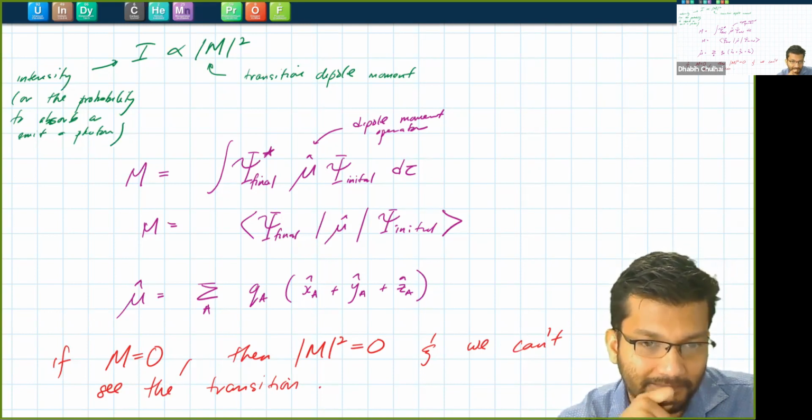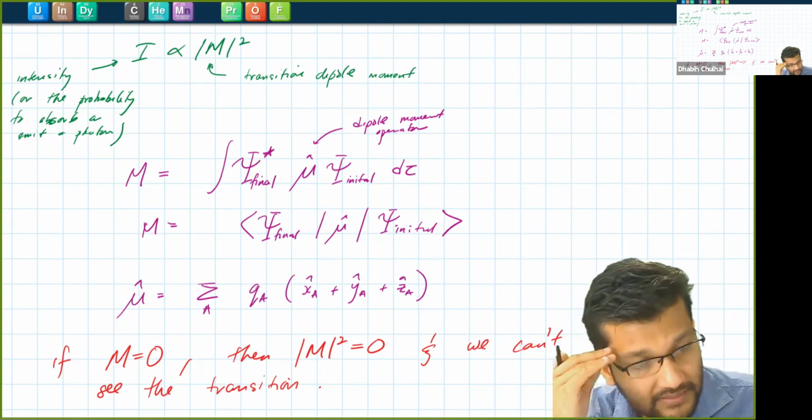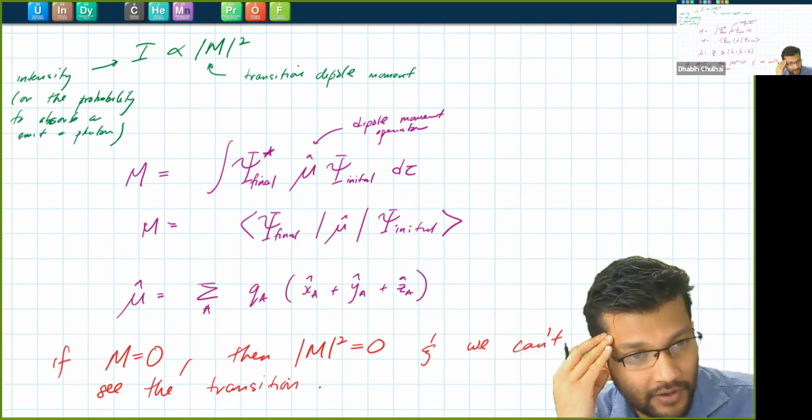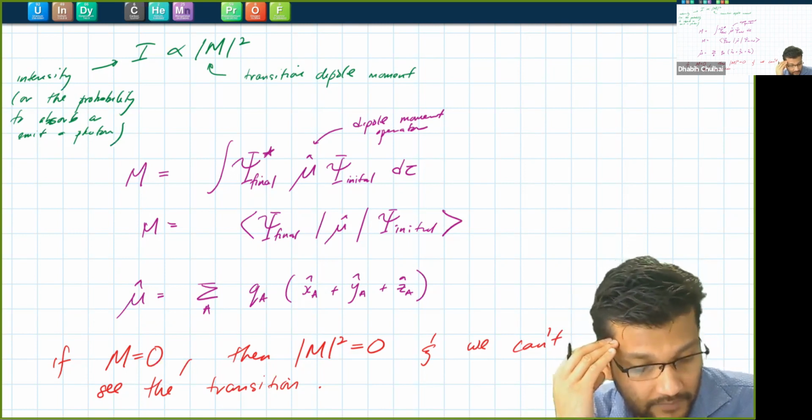Everybody with me? All right. So we have three properties of light with three different conditions for determining whether or not that light will interact with matter. And that whole relationship is what determines spectroscopy.